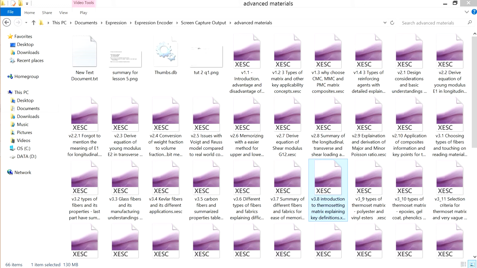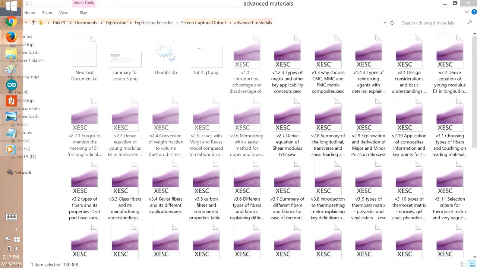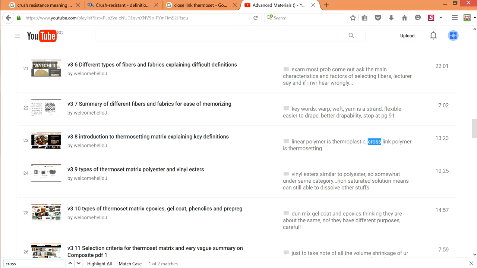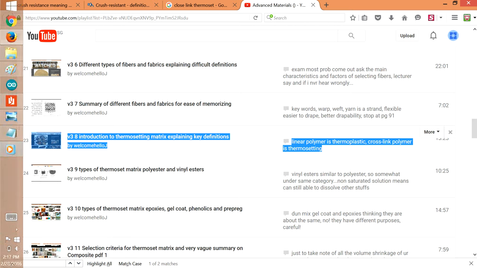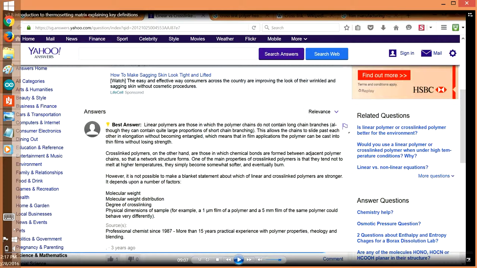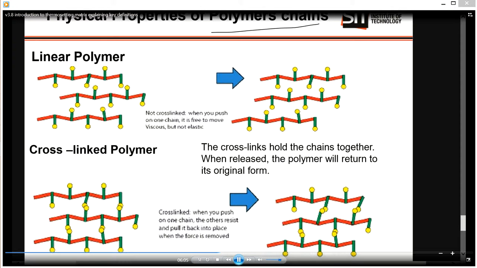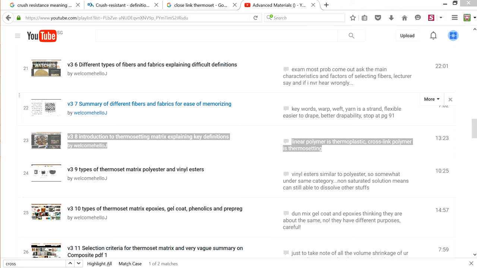I would suggest you watch V3.1, the introduction for thermosetting, or you can search for V3.8. Sorry, I should say V3.8. A linear polymer is thermoplastic, and cross-link is thermosetting plastic. The information is at about the 6-minute mark, where you can see the linear one for yourself.